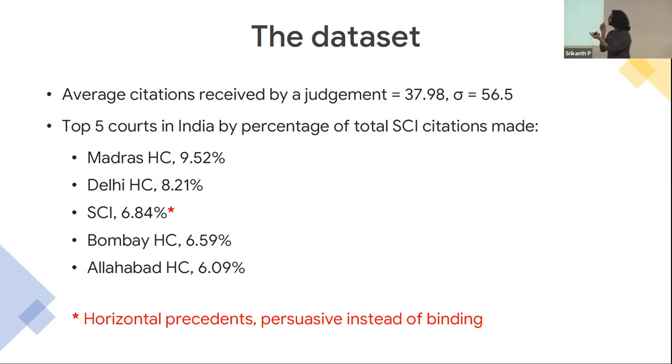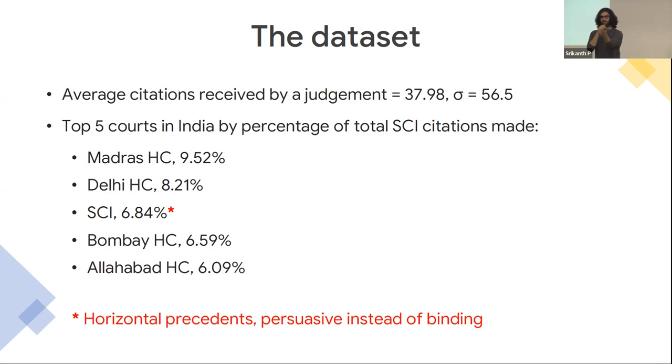So if you look at all the Supreme Court citations, the Madras HC, the Delhi HC, the Bombay and the Allahabad High Courts make the highest, you can call them vertical precedents. This is a hierarchy in law, right? So when the Supreme Court makes a judgment on a certain topic and a High Court is citing that, it is done in an authoritative manner because the Supreme Court has laid out a certain procedure for handling that case.